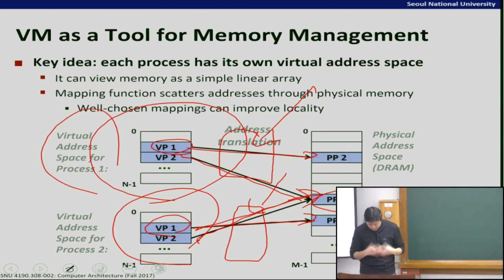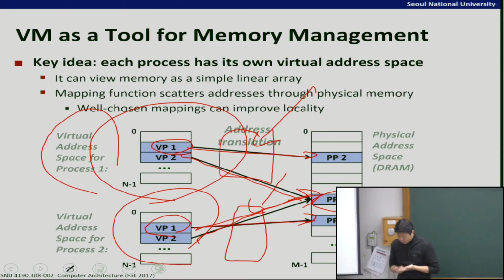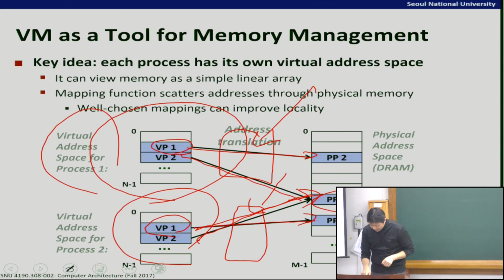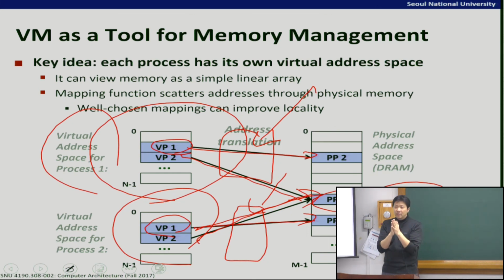From the process's perspective, this process can view this memory as a simple linear address space, which is owned by itself, because it has an illusion that the entire memory space is owned by itself. This gives you an illusion of a simple linear array, and it also makes it easier to share pages. Sometimes two processes actually need to communicate with each other, and in that case they have a shared page, or maybe some shared data.